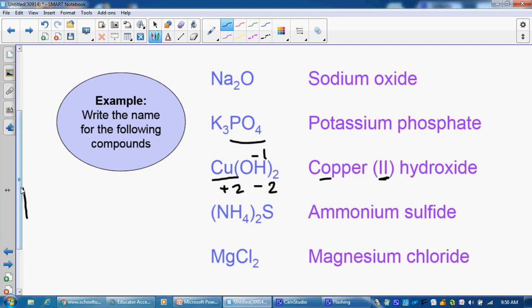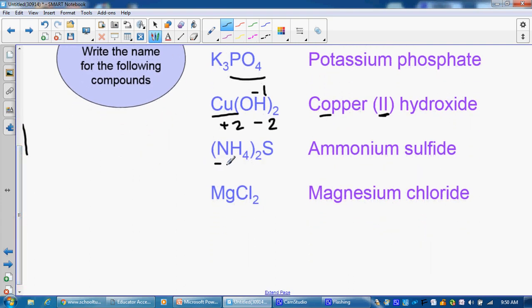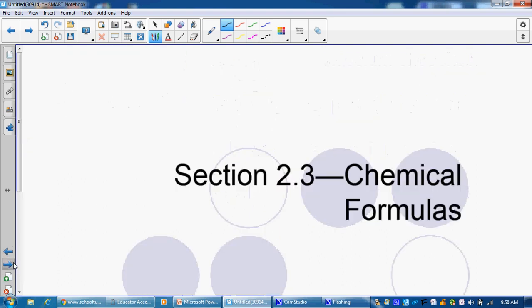We've got ammonium sulfide here, so a polyatomic ion, NH4, write the name, and then we end in IDE. And here again, we just write the name of the metal, the name of the nonmetal with an IDE ending. So that was a little bit of practice kind of putting those all together. And we'll go ahead and pause there.